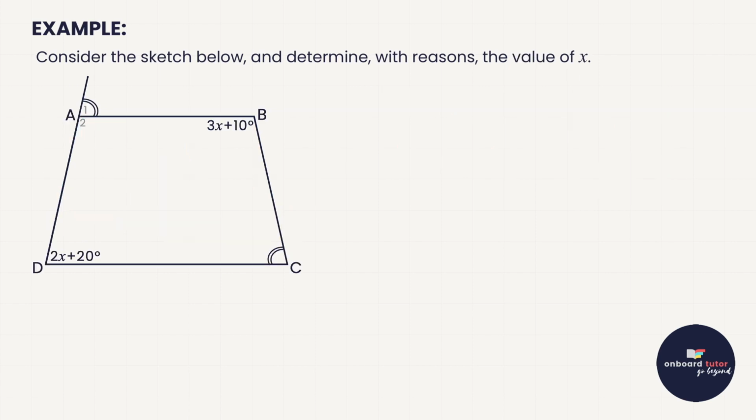Okay, here's another example. Consider the sketch below and determine with reasons the value of x. Okay, so let's quickly see. 3x plus 10, 2x plus 20. That's where x is. It's like part of an angle. The other thing indicated in the sketch with these two little lines is that A1 is equal to C. Now, everything we've been dealing with up until now has had a circle in it, and suddenly we're looking at what seems to be a trapezium almost with a little bit of an extension here. But that's not a problem. We need to just think about our grade 11 theorems and what we know.